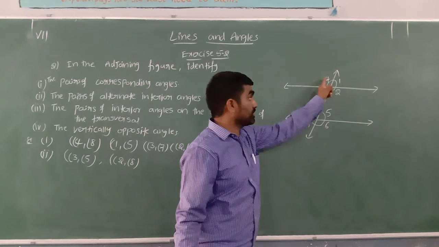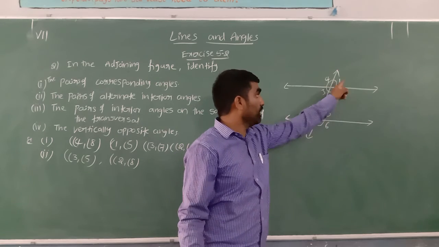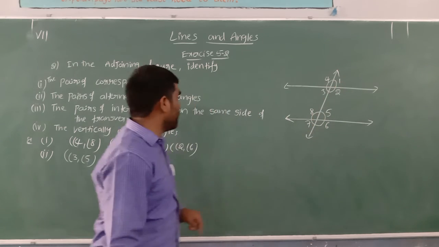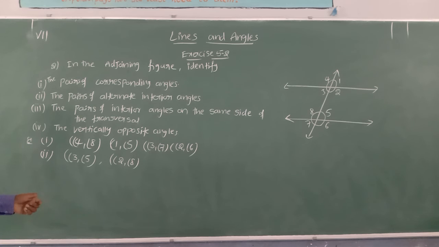Sir, what about 4, 6? Those are alternate exterior. 1, 7 are also alternate exterior. They are asking only for alternate interior. Now the third bit, see.